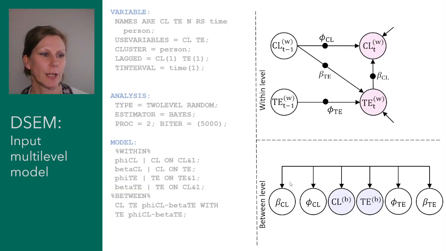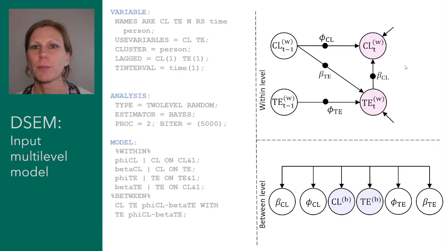Notice, by the way, that I'm including a somewhat simpler plot now for the between level. This is just to indicate everything is allowed to be correlated with everything, rather than having all those two-headed arrows between all the possible pairs.